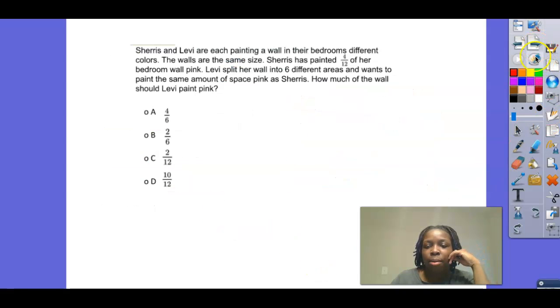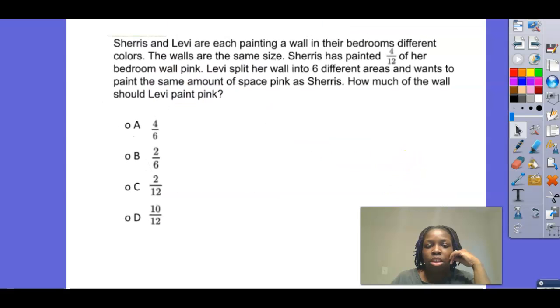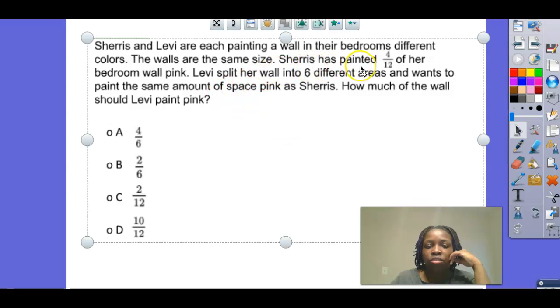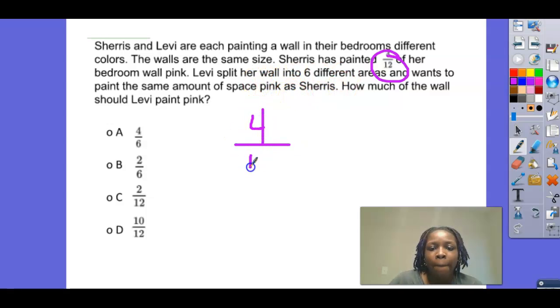All right, let's look at one last problem. It says, Sharice and Levi are each painting a wall in their bedrooms, different colors. The walls are the same size. Sharice has painted 4/12 of her bedroom wall pink. That's important. Levi split her wall into 6 different areas and wants to paint the same amount of space pink as Sharice. How much of the wall should Levi paint pink? So I know that Sharice painted 4/12 and then Levi wants to paint the same amount. I know same amount is like equivalent fraction, right? So I need to figure out which one of these fractions is the same amount as 4/12, all right?